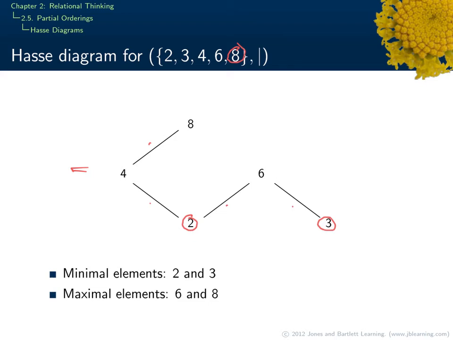Okay, now at the bottom you see this list of so-called minimal elements and maximal elements. So minimal elements are any elements that occur at the bottom of the Hasse diagram. So they are ones where there's no downward edge emanating from them. Now, maximal elements are the ones that are more or less at the top of the Hasse diagram. So those are the ones where there's no upward edge emanating from them. So in this case, 6 and 8 are the maximal elements.